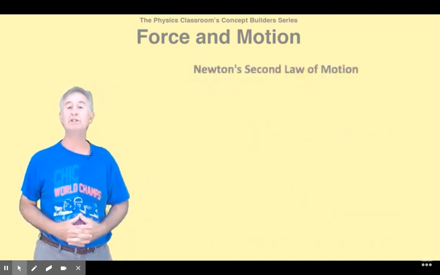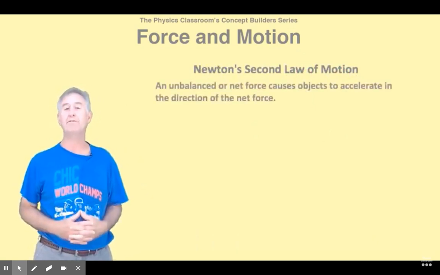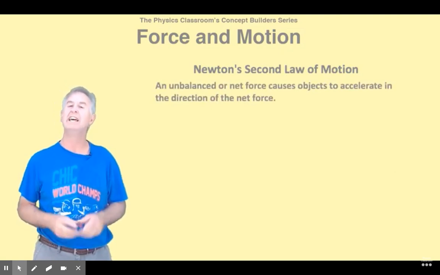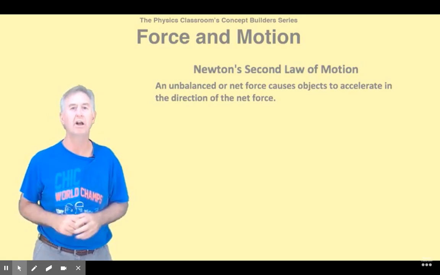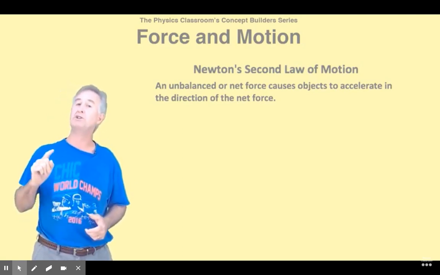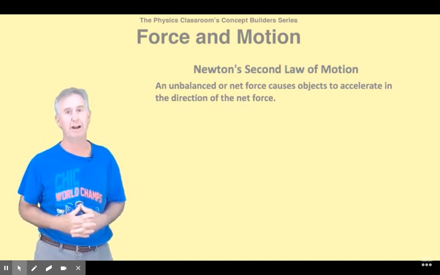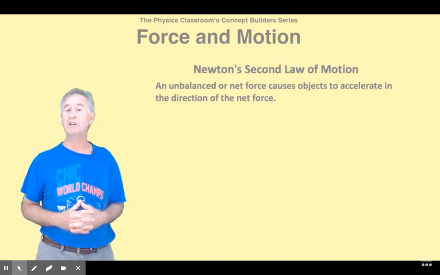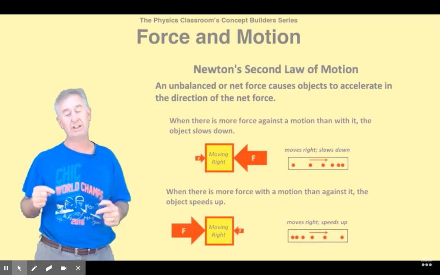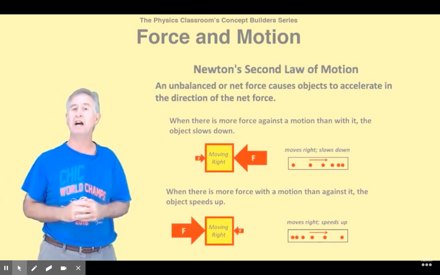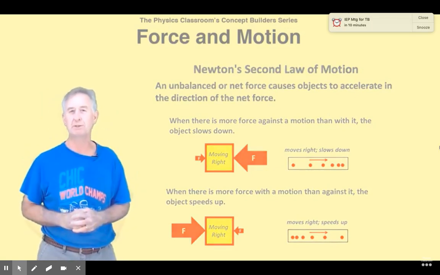Without stating it, I've been describing a portion of Newton's second law of motion. An unbalanced or net force causes an object to accelerate in the same direction as the net force. Once more, you need to be careful. Unbalanced forces don't cause objects to move in a given direction. Rather, they cause objects to accelerate in a given direction. Unbalanced forces cause objects to speed up or slow down. If there's more force against the motion than with the motion, the object slows down. But if there's more force with the motion than against the motion, the object will speed up.